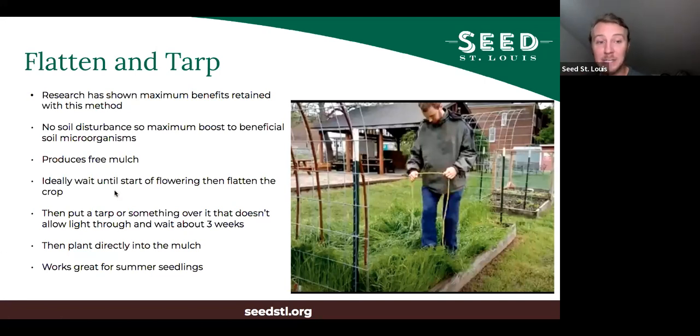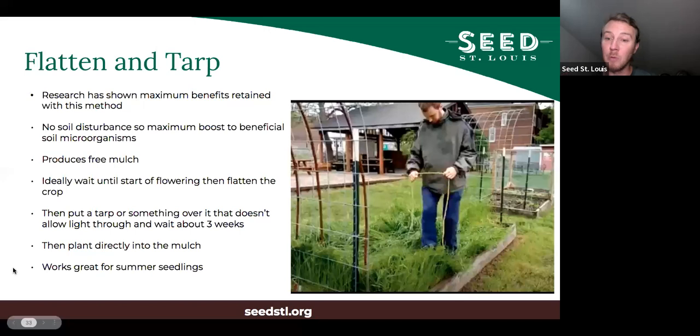So all this is you are waiting until it starts flowering, ideally, or as long as you can wait, and then you flatten it. This is me flattening a cover crop. It's hard to see in this picture, but there's a 2x4 that I drilled a hole in on either side. It's got a rope. I put my foot on the 2x4 and just walk it to smash down the cover crop. And then I put a tarp over the top of it, or just something that doesn't let light through. You could put cardboard, you could put old carpet, whatever you've got that isn't going to let light through, to smother that cover crop.